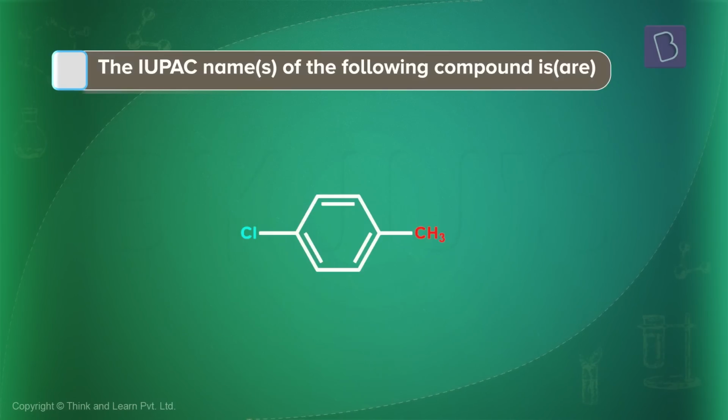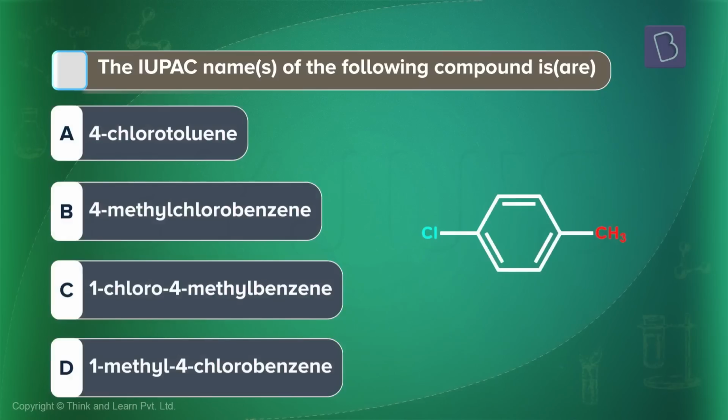If you look at the 4 options, one of the options is 4-chlorotoluene. The next option is 4-methyl-chlorobenzene. As for the next option, we have 1-chloro-4-methyl-benzene, and as for the last one, we have 1-methyl-4-chlorobenzene.